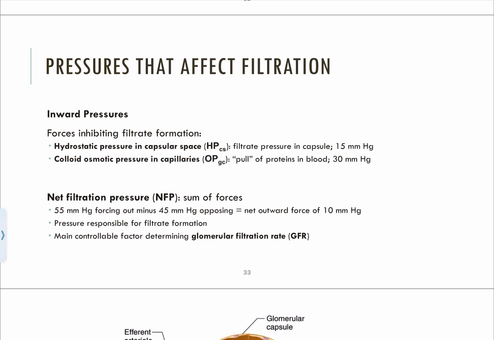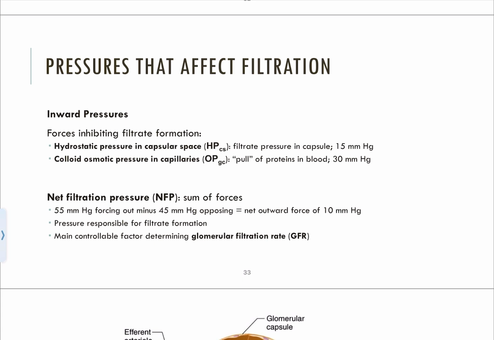Our second inward pressure is the colloid osmotic pressure in the glomerular capillaries, and this is the pressure that's exerted by the proteins in the blood that kind of sucks water back into the capillary itself. So that leads us to what we call the net filtration pressure, in which we take into account both of the pressures that we have, the outward pressure, and then the two inward pressures.